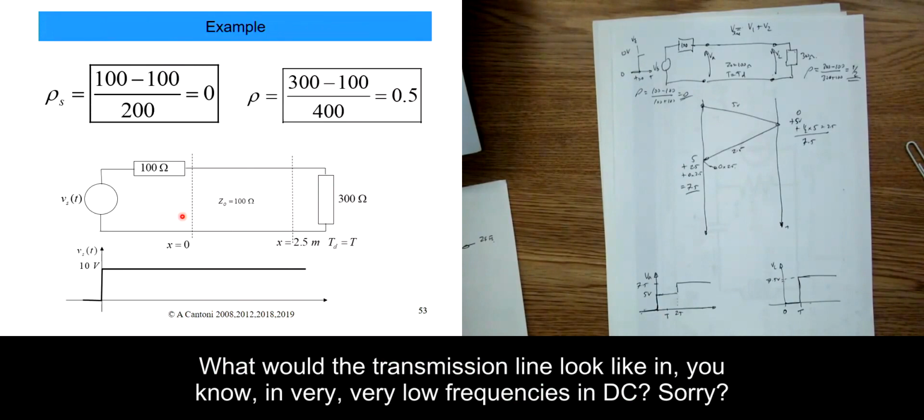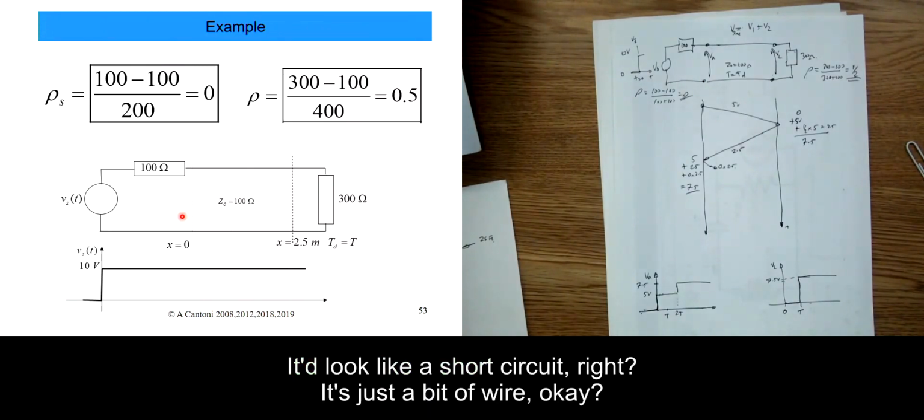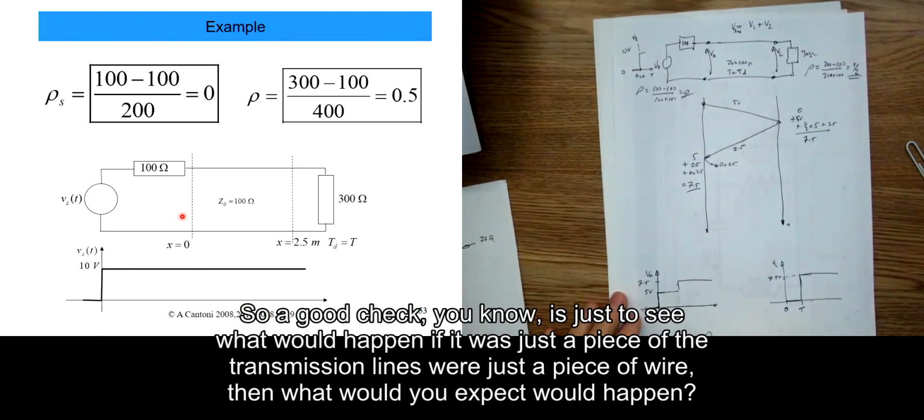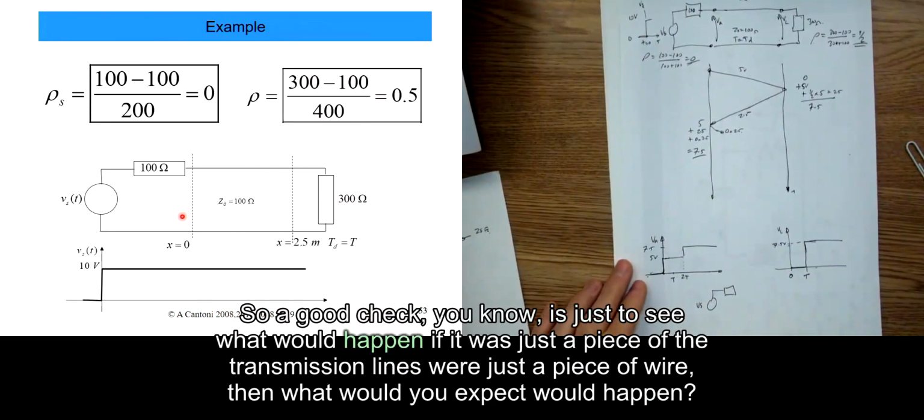What would the transmission line look like at very, very low frequencies, at DC? Sorry? It would look like a short circuit, right? It's just a bit of wire, okay? So all the transients and everything have died out. It just looks like a bit of wire. So a good check is just to see what would happen if the transmission line were just a piece of wire, then what would you expect would happen?